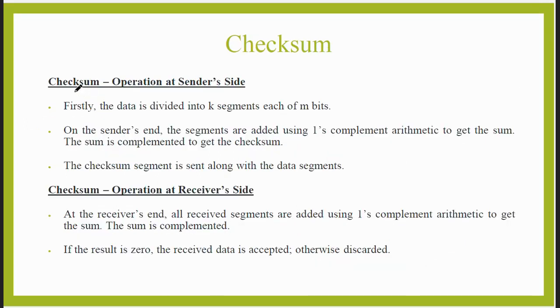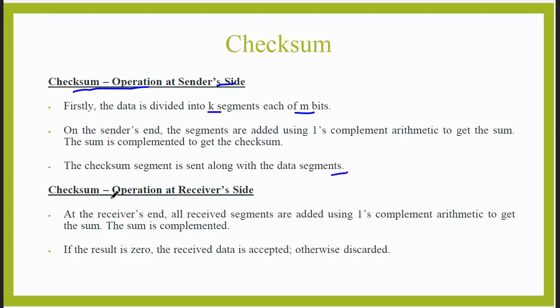Let's see the checksum operation at the sender side. Firstly, the data is divided into k segments, each of m bits. Let's consider k and m. On the sender's end, the segments are added using ones complement arithmetic to get the sum. The sum is complemented to get the checksum. The checksum segment is sent along with the data segments.